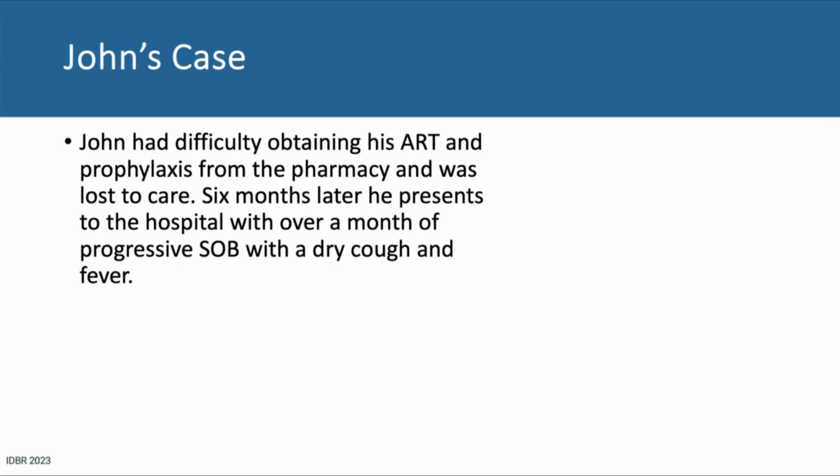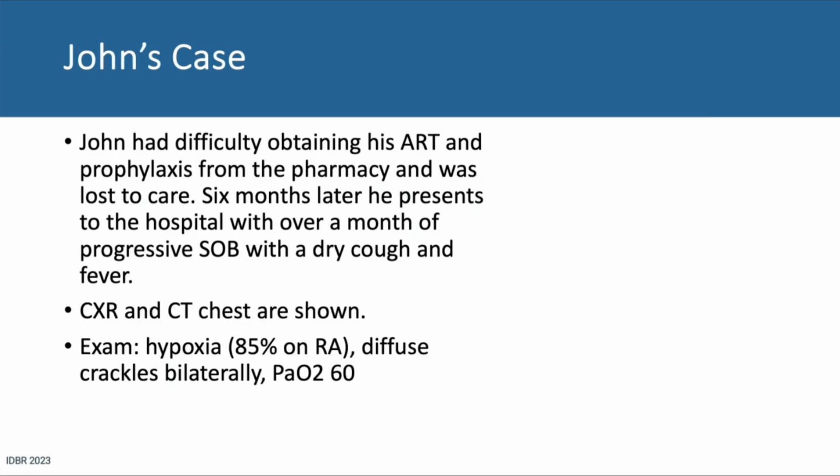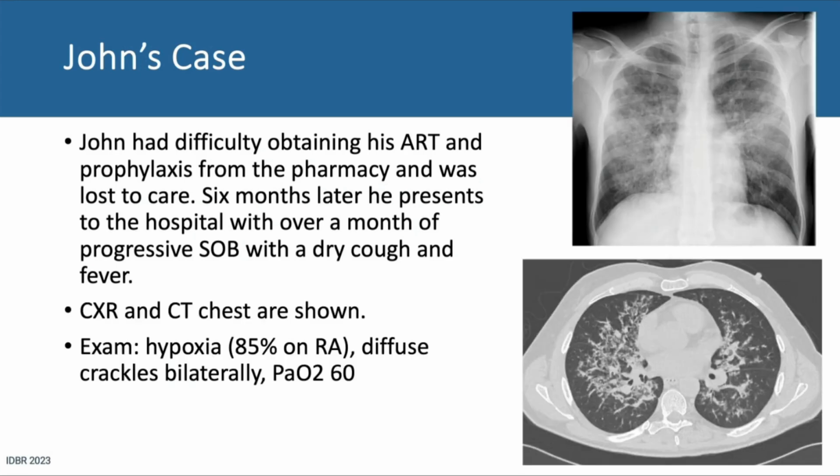Fernando, you want to read this case? Sure. John had difficulty obtaining his ART and prophylaxis from the pharmacy and was lost to care. Six months later, he reports to the hospital with over a month of progressive shortness of breath with a dry cough and fever. Chest X-ray and CT are shown. Exam is hypoxic to 85 on room air, diffuse crackles bilaterally, and PaO2 is 60.